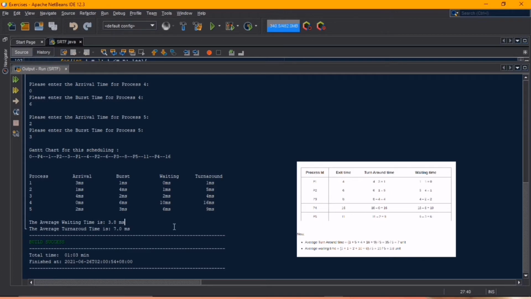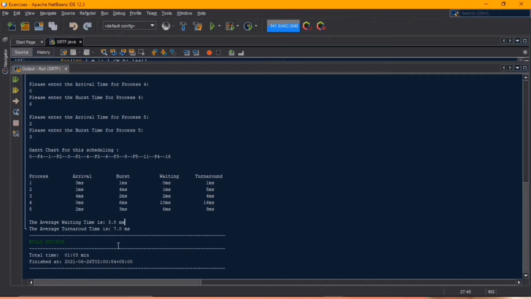So the average waiting time for this scheduling is 3.8, and the average turnaround time is 7.0 ms. So it shows that our code for shortest remaining time first is the algorithm to find the shortest remaining time first in a program. Okay, thank you.